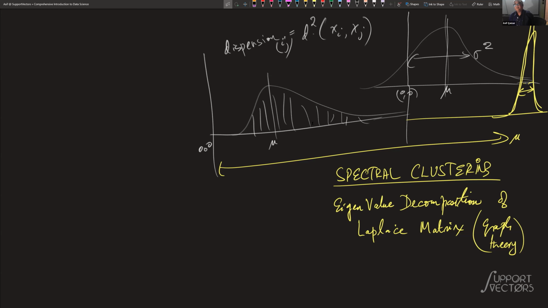Hold those thoughts in your mind. I want to do it properly, because I need to build to it. Slowly build to it. Spectral clustering deserves a session of its own. So let me do it, at least build an intuition.